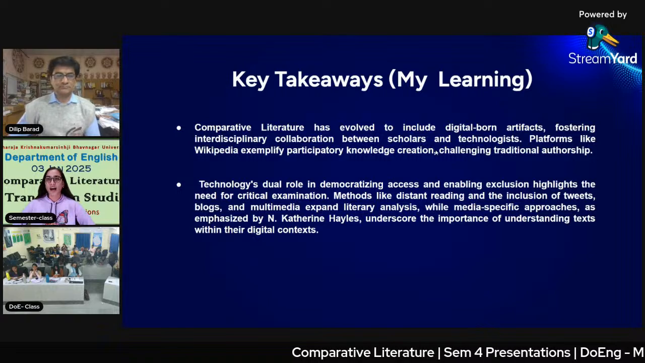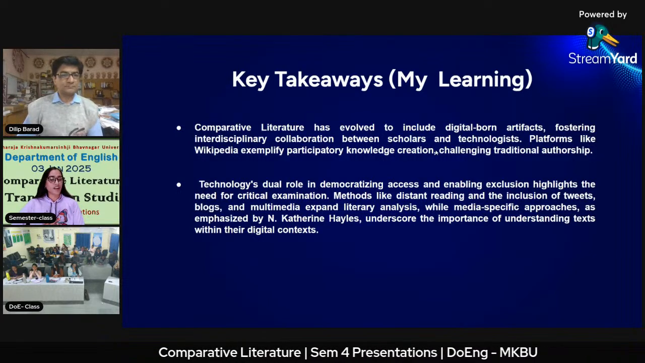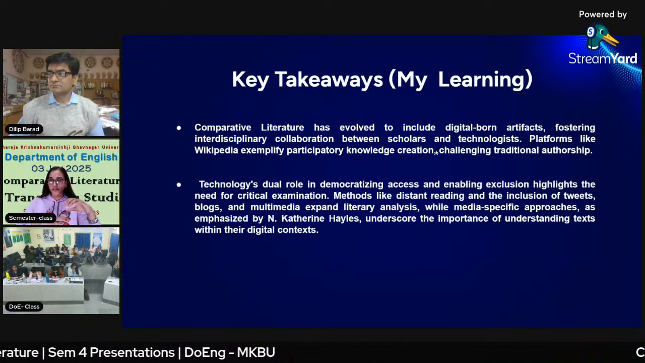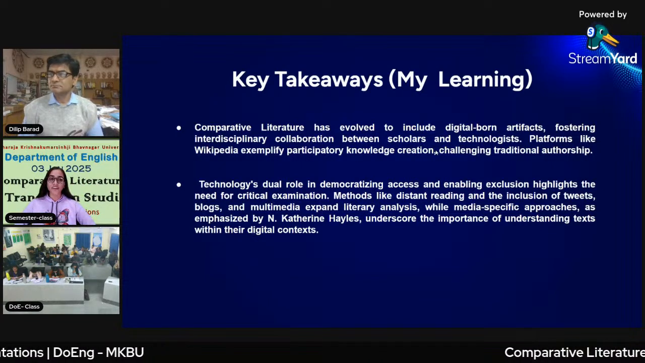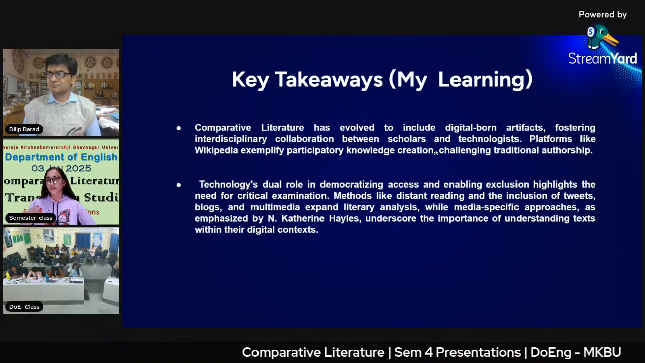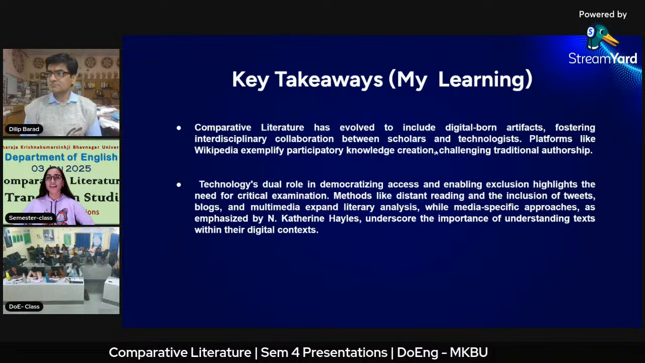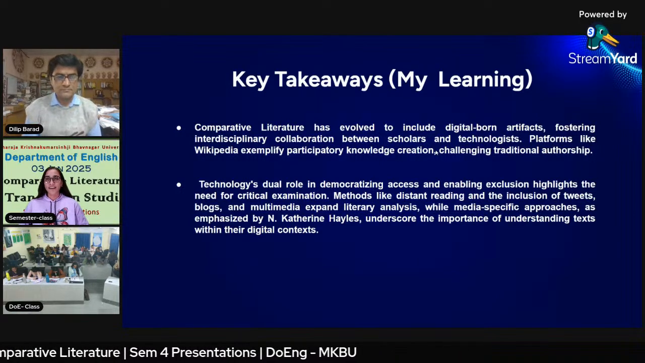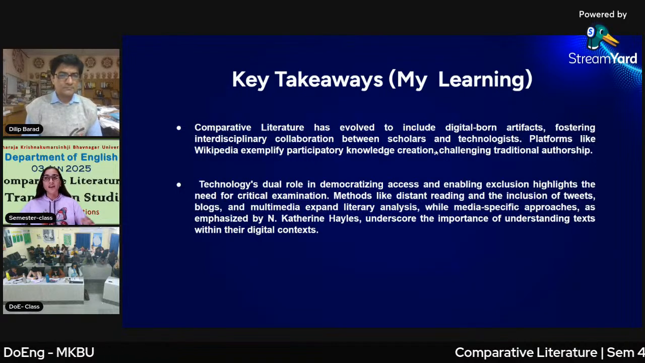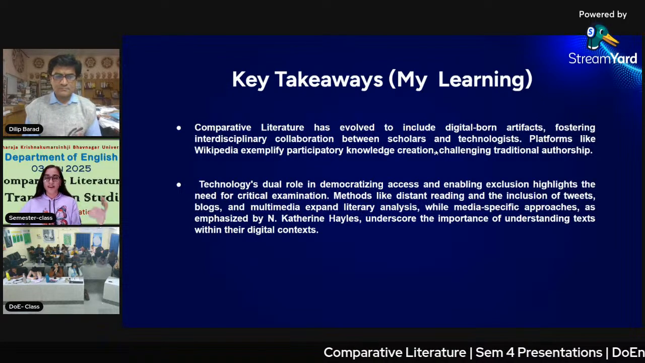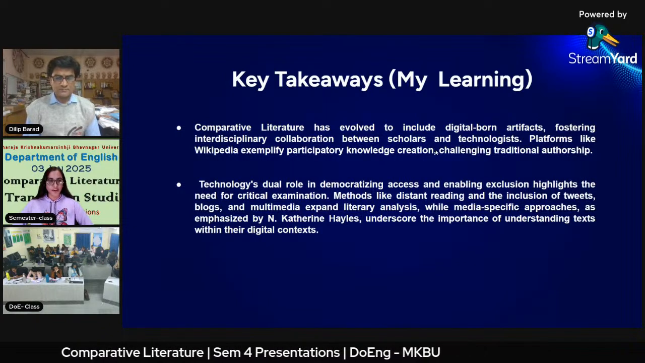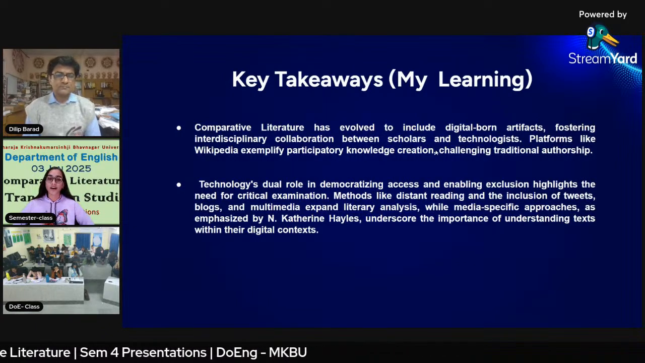In the article, I found some scholars who applied technology with digital humanities and their methodologies. Platforms like Wikipedia exemplify participatory knowledge creation and challenge traditional authorship. In the traditional area, books and articles are in written form, and the digital humanities expand into forms like PDF and Wikipedia format, where authorship is important.